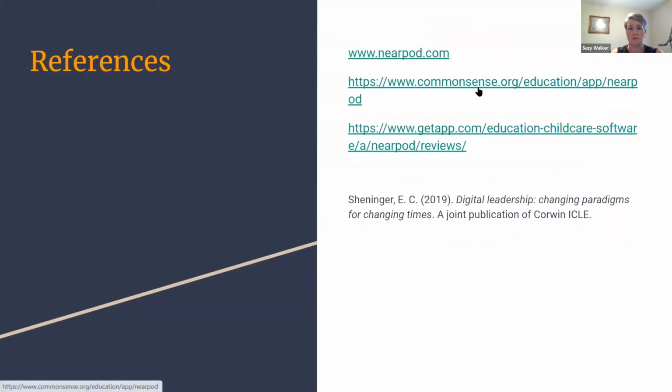And again, just quickly, nearpod.com. A lot of information comes from their frequently asked questions. The commonsense.org and the Get app were where I got the ratings. And then in Scheninger's Digital Leadership 2019, part of the reason I picked Nearpod as my tech tool was he discussed that students today are wired differently and prefer access to information quickly and from multiple sources. And they also prefer parallel processing and multitasking.